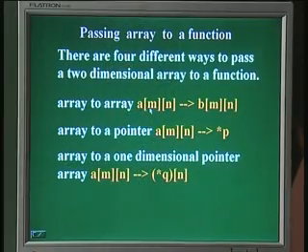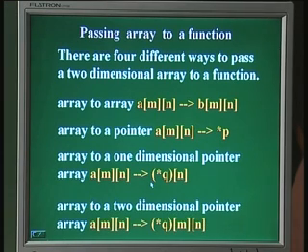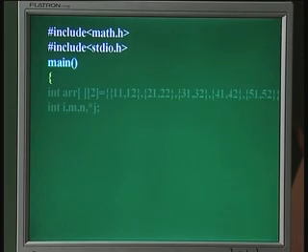So we pass an array to an array, or we pass an array to a pointer, or we pass an array to a one-dimensional pointer array, or we could pass an array to a two-dimensional pointer array. So we have the 4 different ways of doing this. I think that's what we should now see in a sample program. We will see the implementation of this in a sample code.